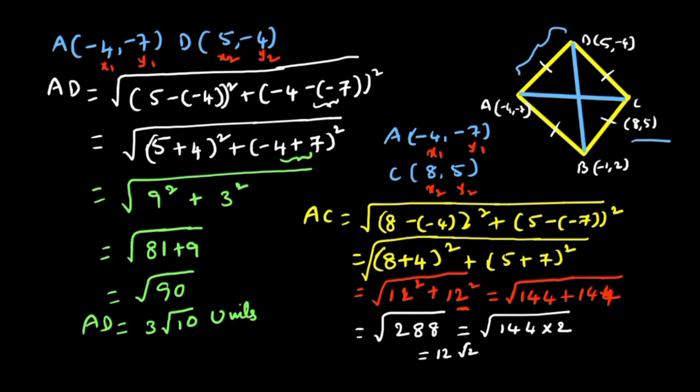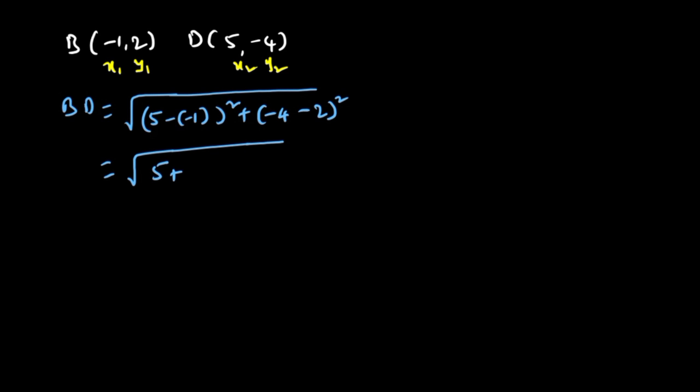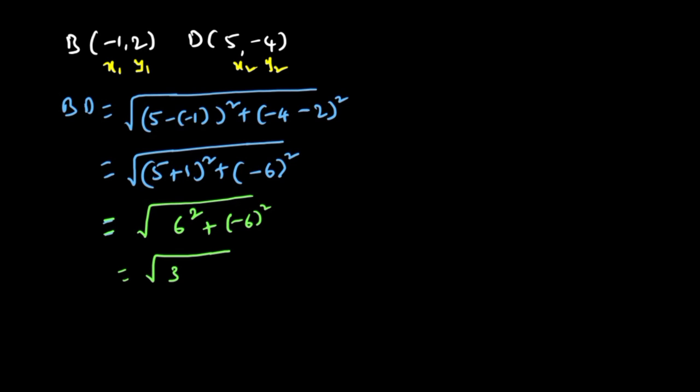Next we should find BD. What is B here? Minus 1 comma 2, and D is 5 comma minus 4. So this is x1, y1 and x2, y2. So BD equals root of x2 minus x1, 5 minus of minus 1 whole square, and y2 minus y1, minus 4 minus 2 whole square. This equals root of 5 plus 1 whole square plus minus 4 minus 2, which is minus 6, whole square. So 5 plus 1 is 6 square and minus 6 whole square. So root of 36 plus 36, which equals root of 72.